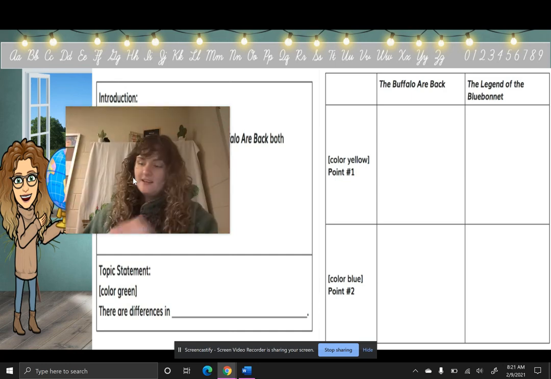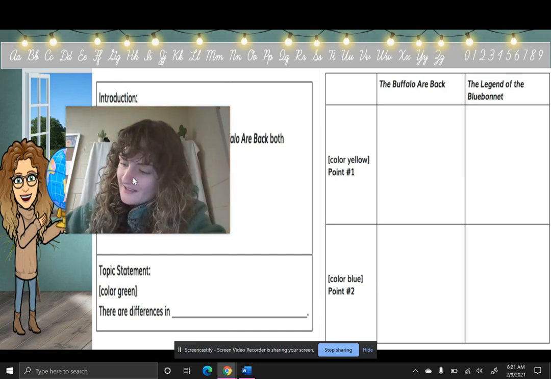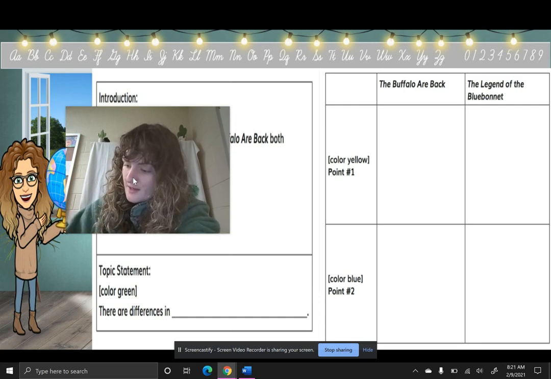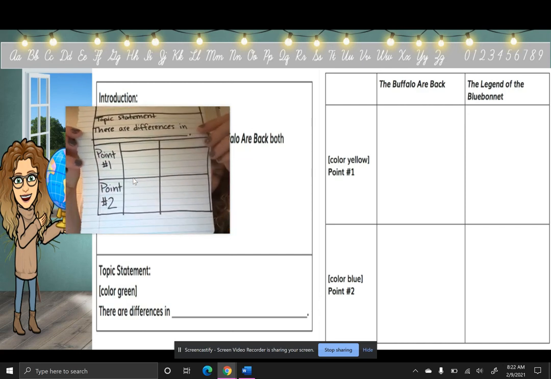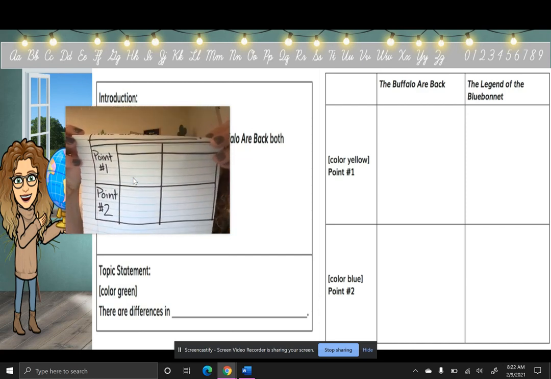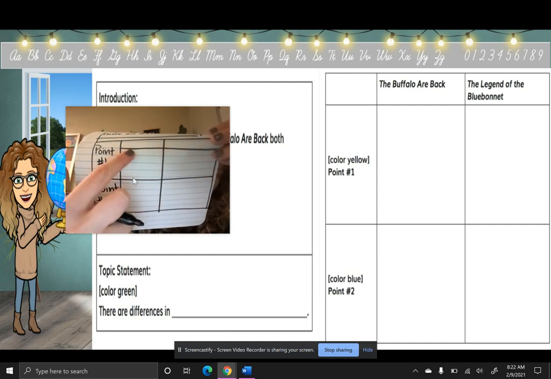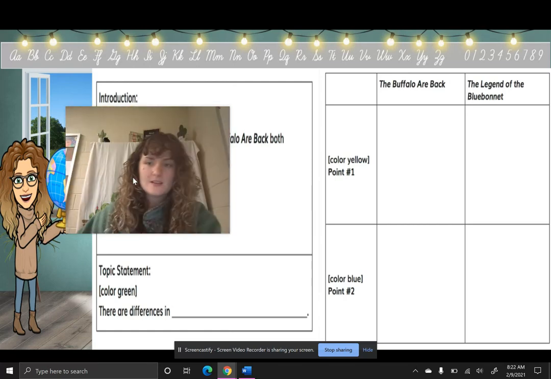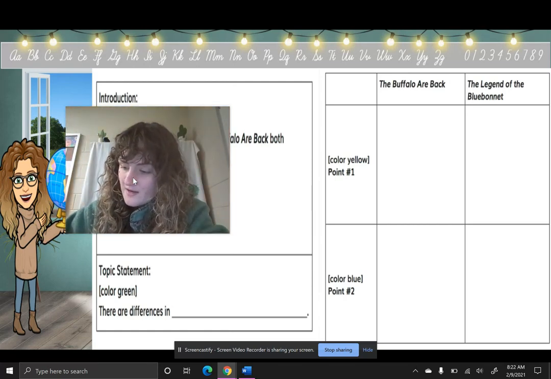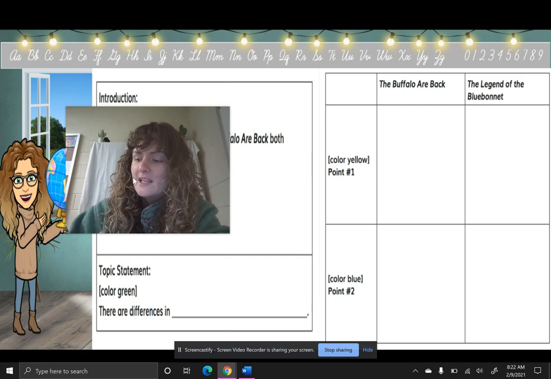All right, and then we are going to make a line at the top, split it in half like this. Okay. And we're going to write Buffalo Are Back and Legend of the Blue Bonnet in these 2 smaller rectangles. So the buffalo, I'm just going to write buffalo. That's the amount of space that I have. And I'm going to write Legend of Blue Bonnet. Okay?